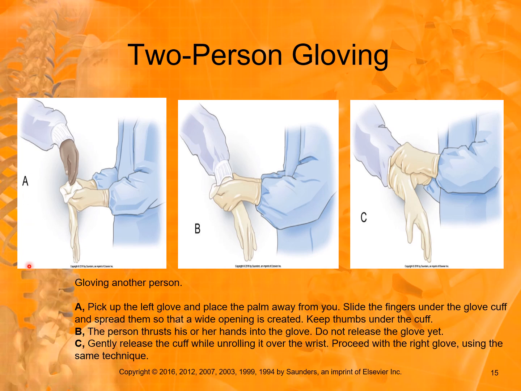Two-person gloving. Pick up the left glove and place the palm away from you. Slide the fingers under the glove cuff and spread them so that a wide opening is created. Keep thumbs under the cuff. The person thrusts his or her hands into the glove.